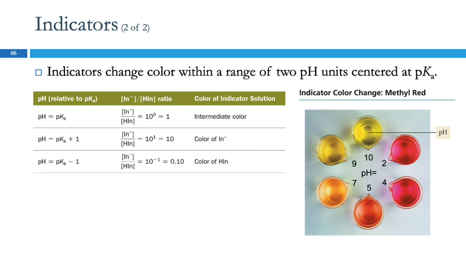The pH at which the indicator changes color depends on the pKa of that organic weak acid. And they're going to change color within a range of two pH units. So 1 pH unit on either side of their pKa. It's not like, oh, I'm going to get to 7 and now it's suddenly going to change color, right? It's going to go gradually over a range of 2 pH units.